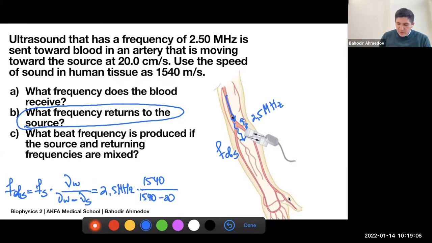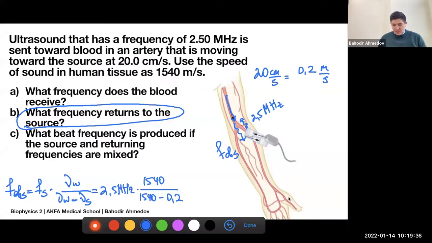Oh, by the way, 20 centimeters per second. What is this in terms of meters per second? So 20 centimeters per second is like 0.2 meters per second, isn't it? Yes or not? Yes. Yeah, 0.2.